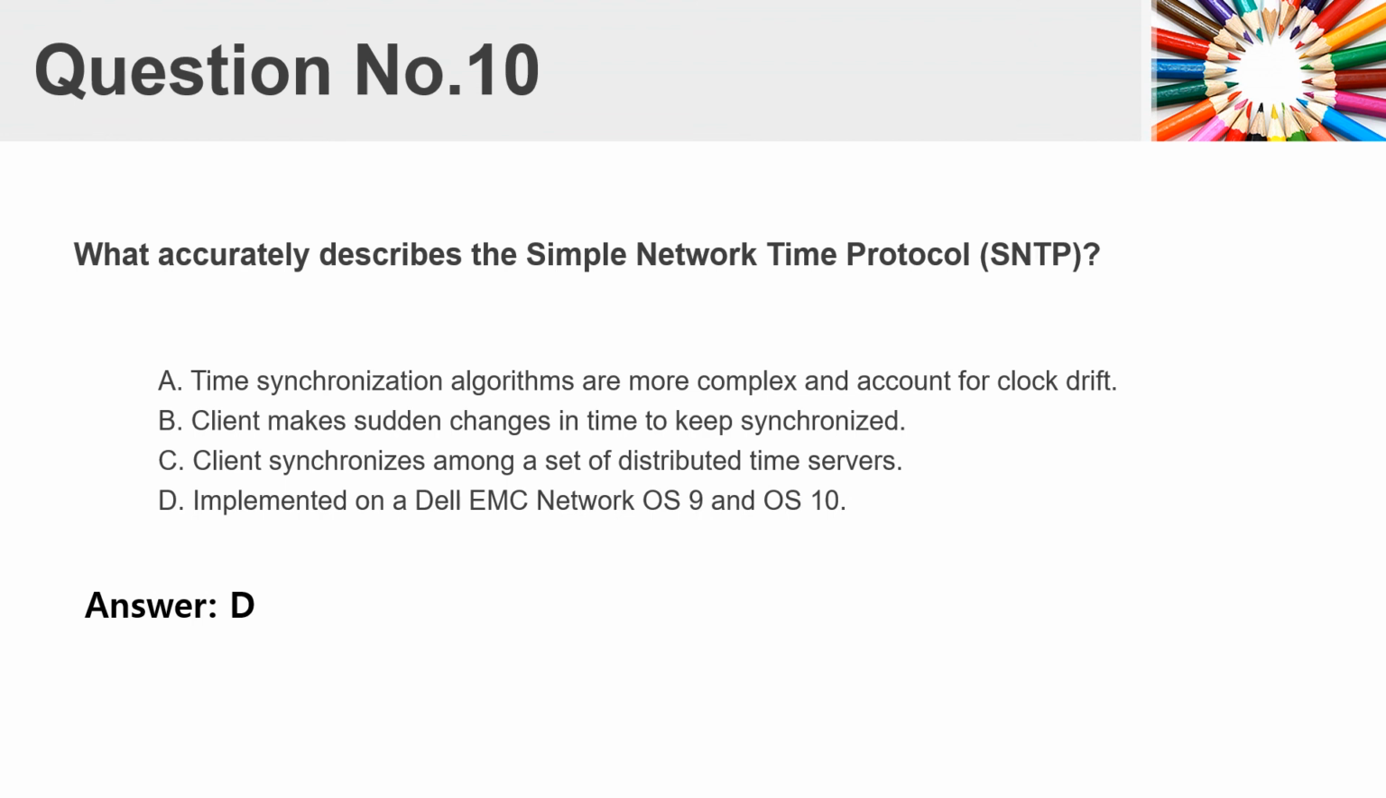Question number 10. What accurately describes the Simple Network Time Protocol (SNTP)? A. Time synchronization algorithms are more complex and account for clock drift. B. Client makes sudden changes in time to keep synchronized. C. Client synchronizes among a set of distributed time servers. D. Implemented on a Dell EMC Network OS 9 and OS 10. Answer: D.